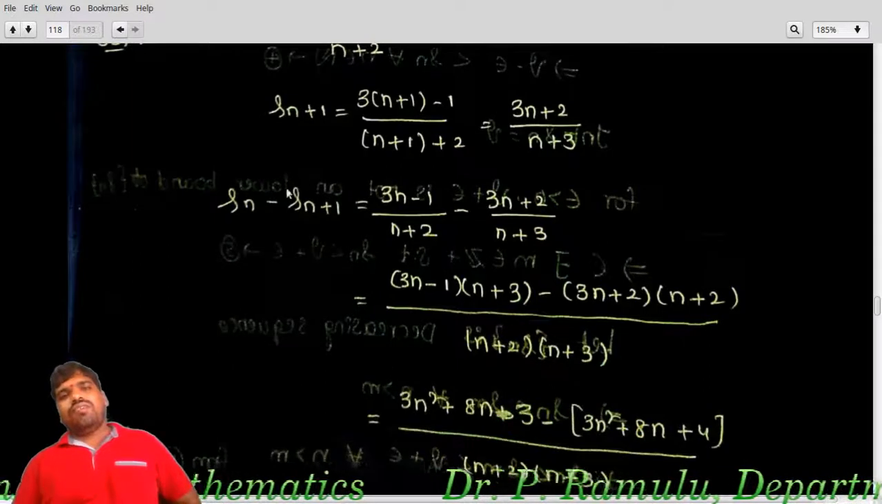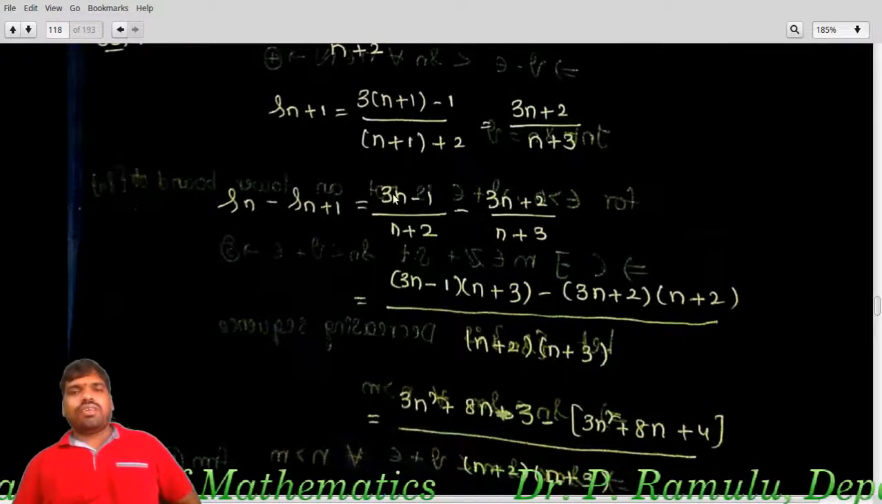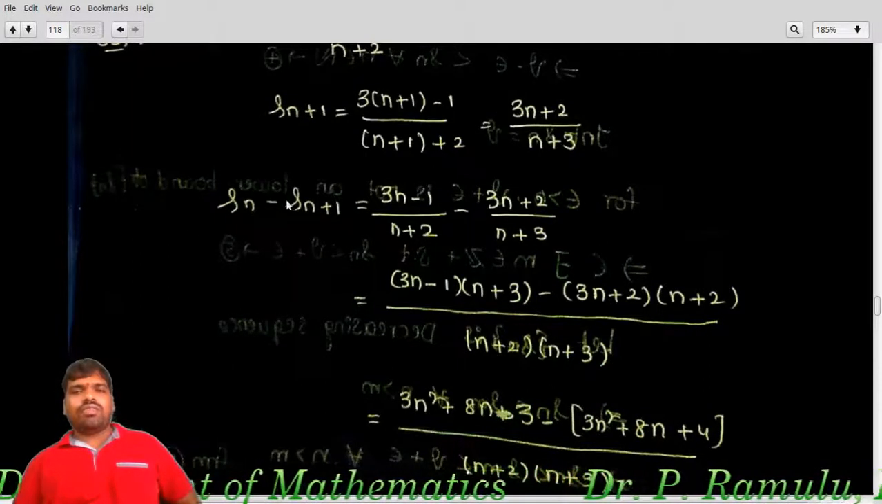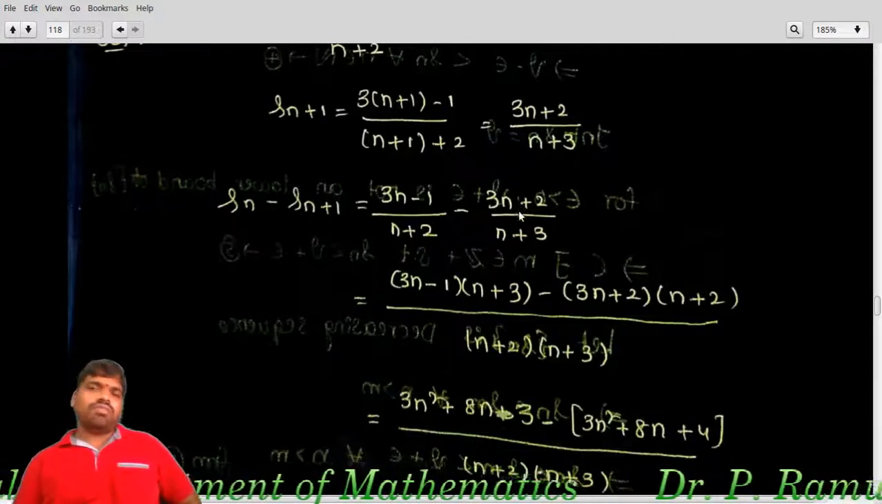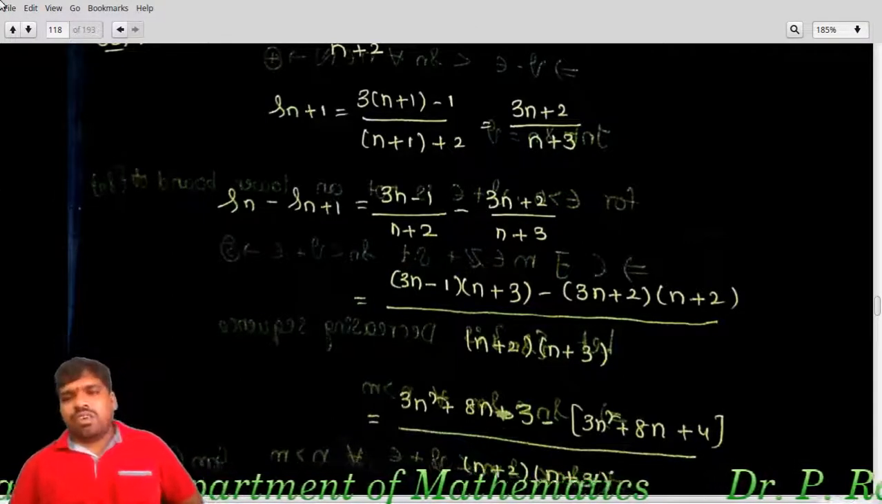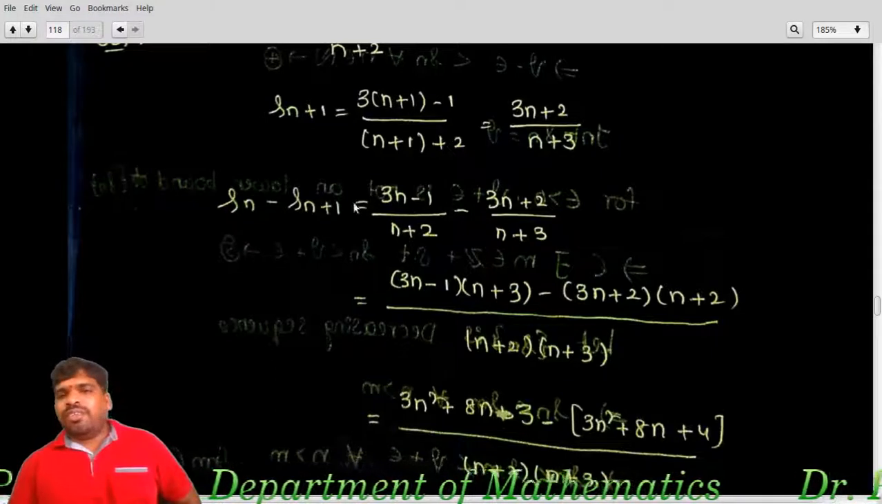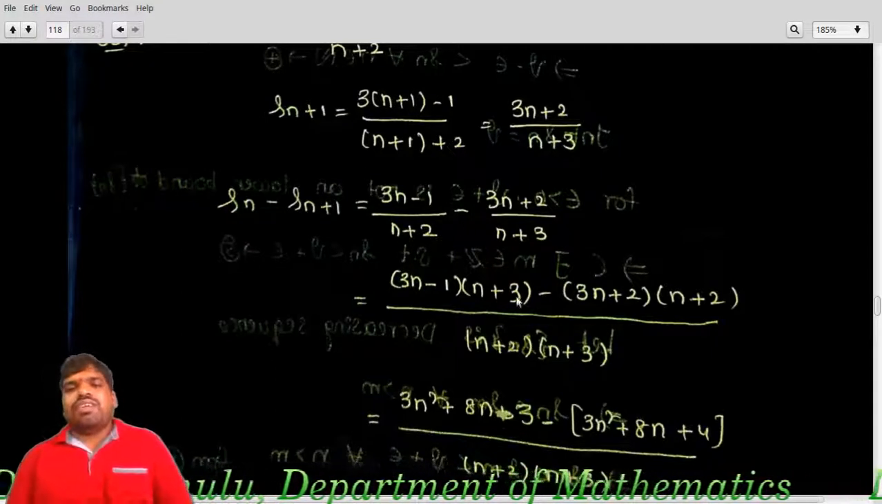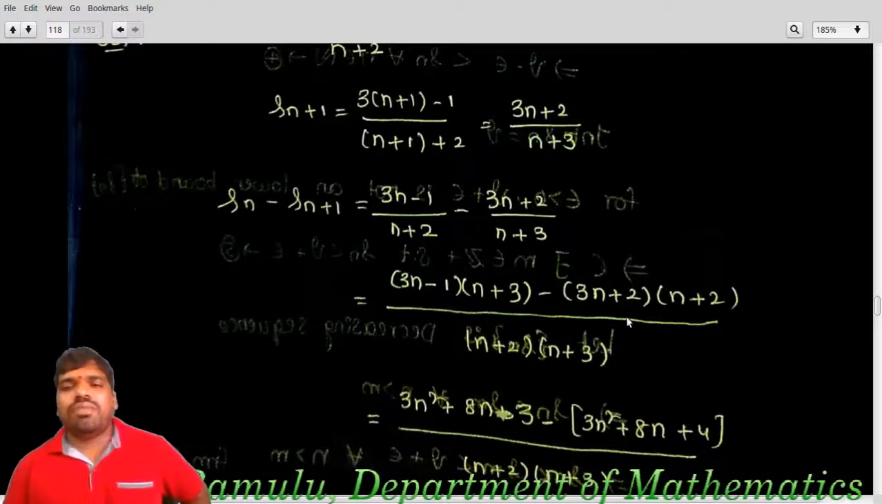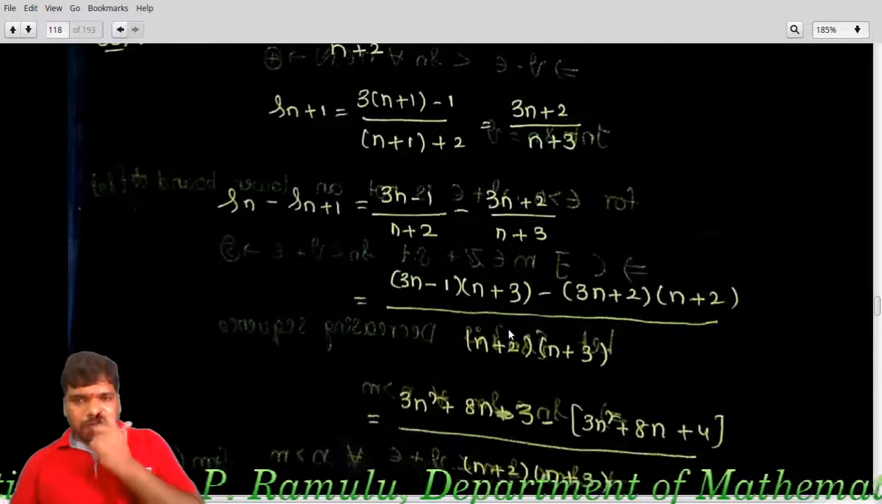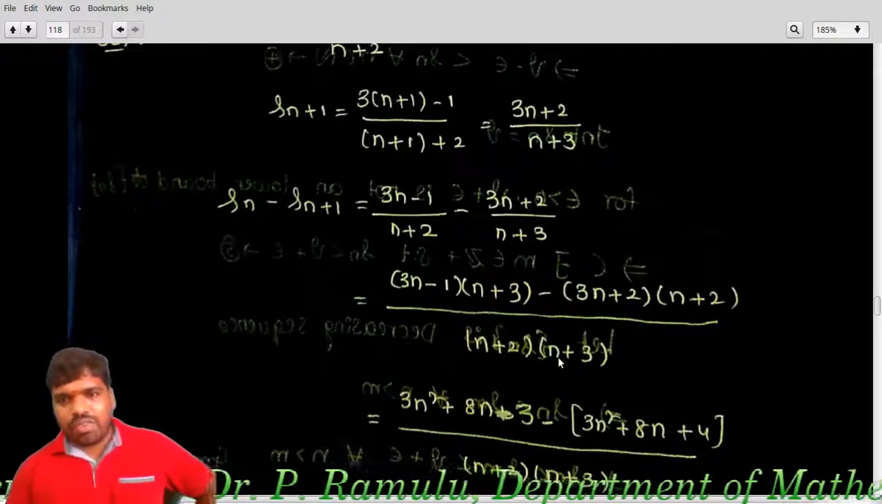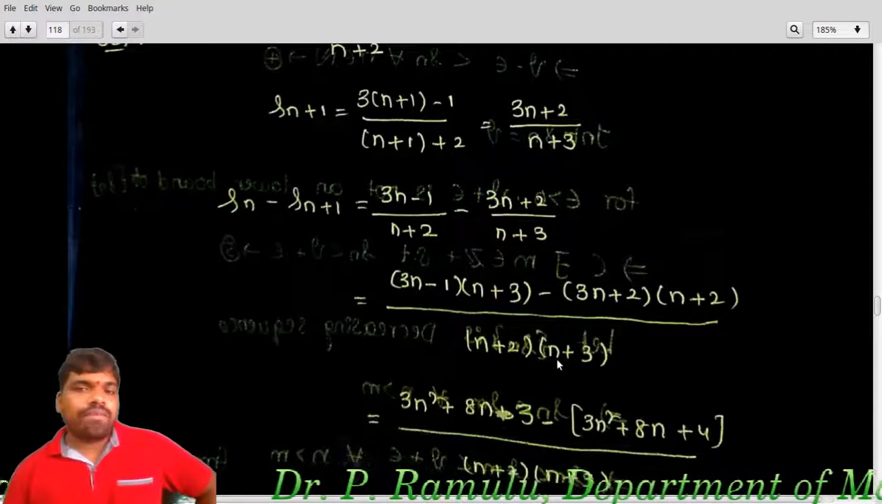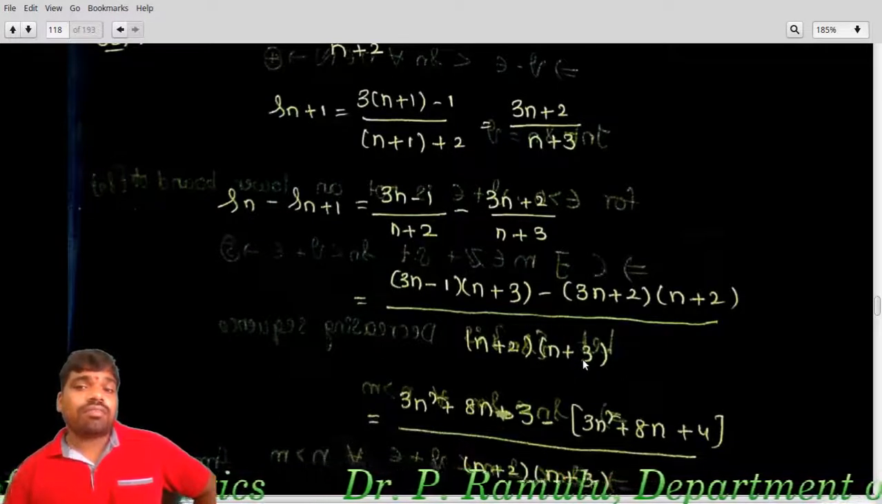What am I doing here? Sn minus Sn plus 1. Sn is nothing but (3n minus 1) by (n plus 2), and Sn plus 1 is nothing but (3n plus 2) by (n plus 3). I will cross multiply: (3n minus 1) into (n plus 3) minus (3n plus 2) into (n plus 2), all over (n plus 2) into (n plus 3).